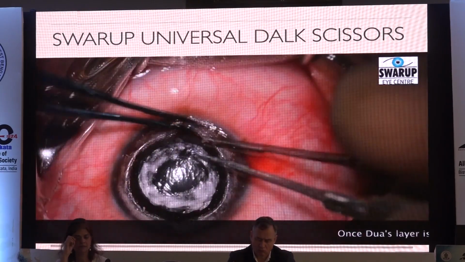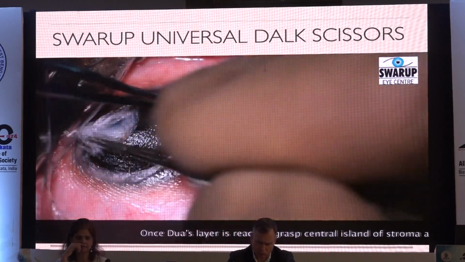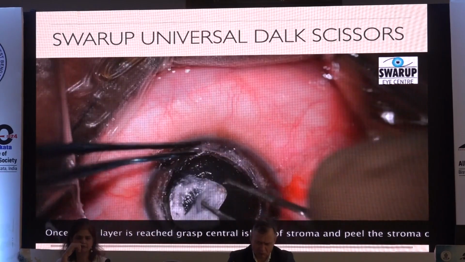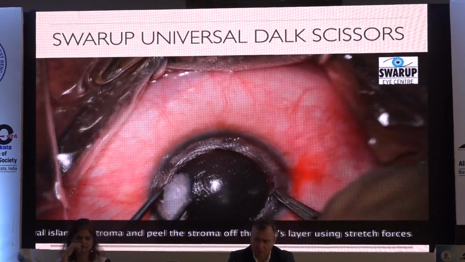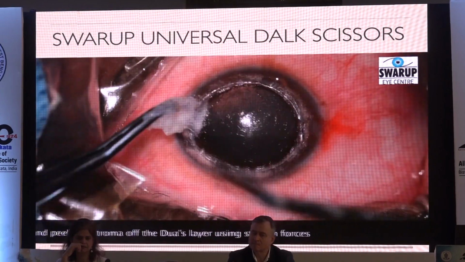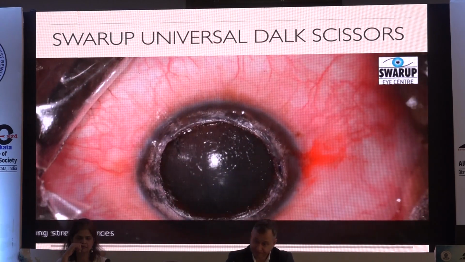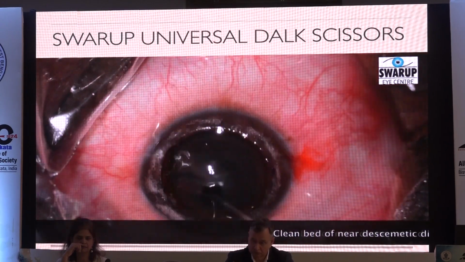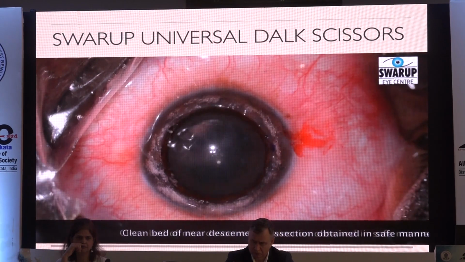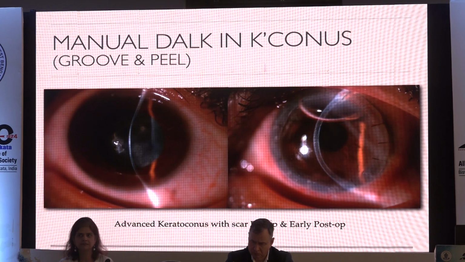And at some point, when you encounter the Dua's layer, you just peel, and if it's peeling off easily, then you're in the right plane. So just slowly you can take the entire thing off. You may get these little attachments sometimes. You can use any blunt instrument like a spatula to separate those. And this is a pretty good outcome. You can see that the bed is clean, and you just need to put your graft. This is just a representative picture showing a nice clear graft with a smooth interface 1 day post-op.